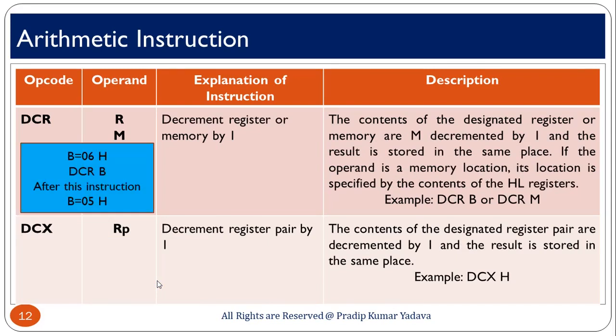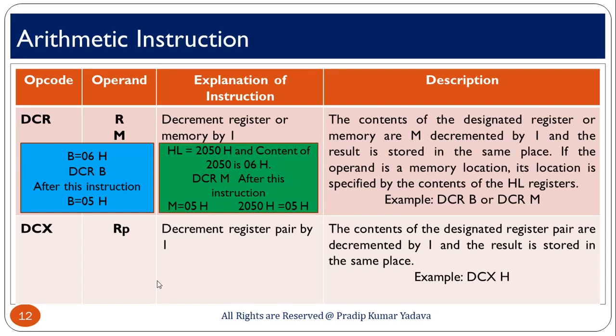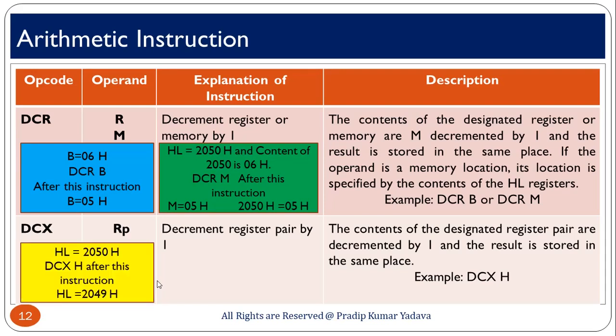So, we can see an example here: the content of B is 0.6, after DCR B that will be 0.5. In case of M also, and here we are decrementing the content of a register pair. So, these are some instructions.